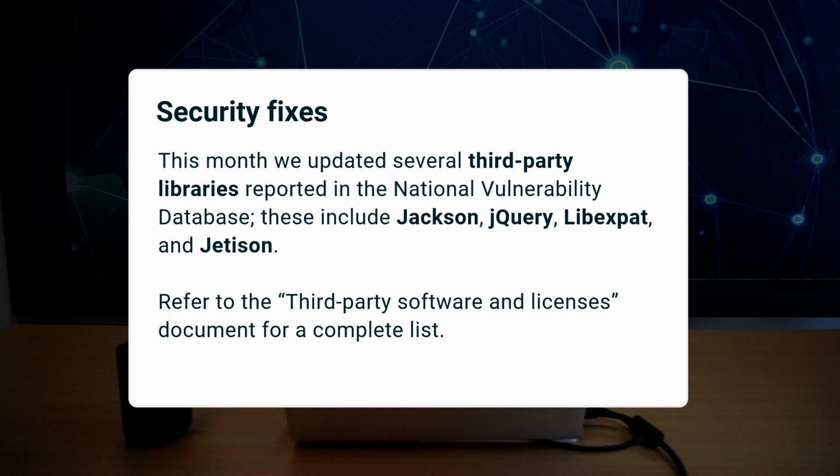This month, we've updated several third-party libraries that were reported in the National Vulnerability Database. These include Jackson, jQuery, LeapExpat, and Jettison. Refer to the third-party software and licenses document for a complete list.